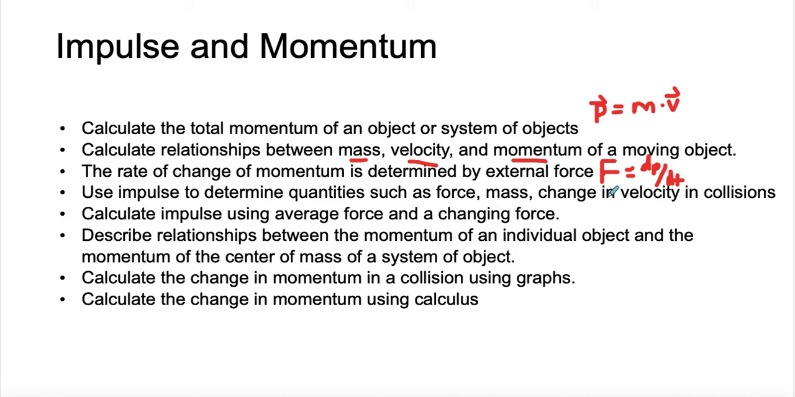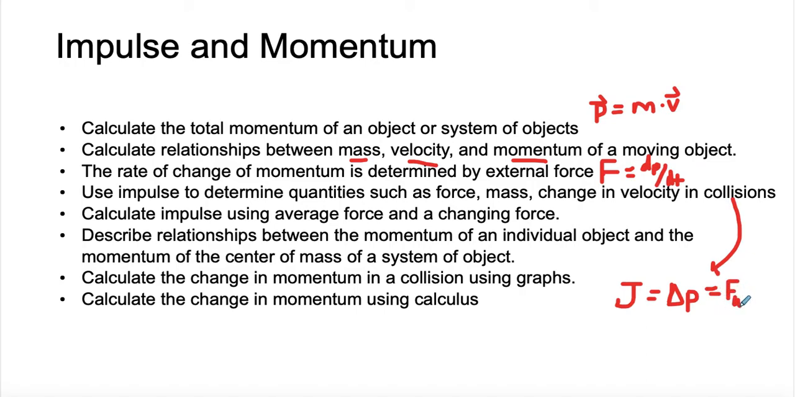The fourth thing is to use impulse to determine quantities such as force, mass, change in velocity and collisions. So I'm going to look down here. We're going to be thinking about impulse a lot. We're using J for impulse. J is equal to your change in momentum, and this is if you're going to consider average forces. That is going to be equal to your average force times your time.